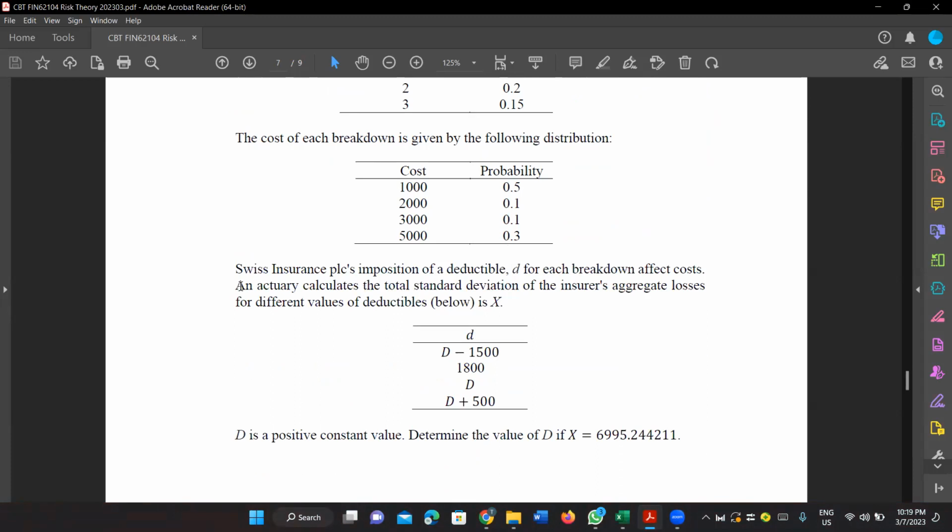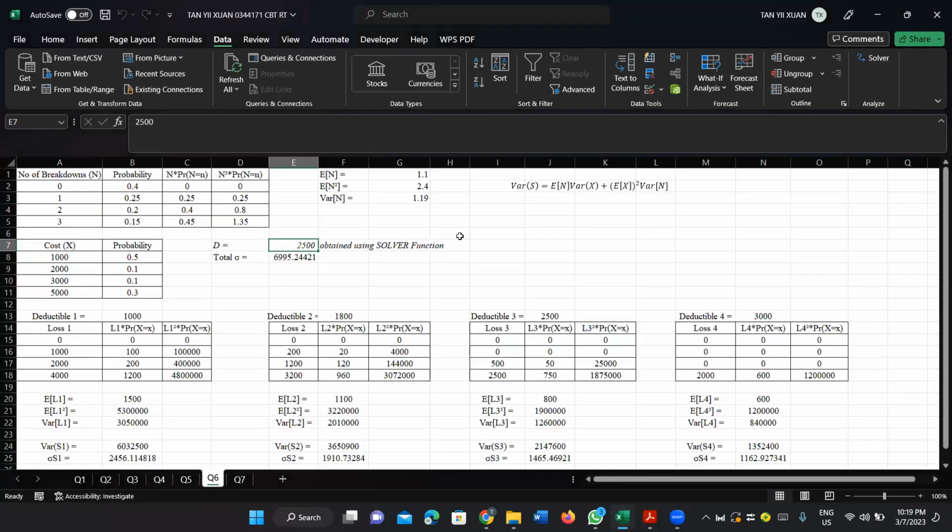Another piece of information given in the question is that the total standard deviation of the aggregate losses for each value of deductible is X, where the value of X is 6995.244211, and we have to find out what D is. To solve this in Excel, we do this.